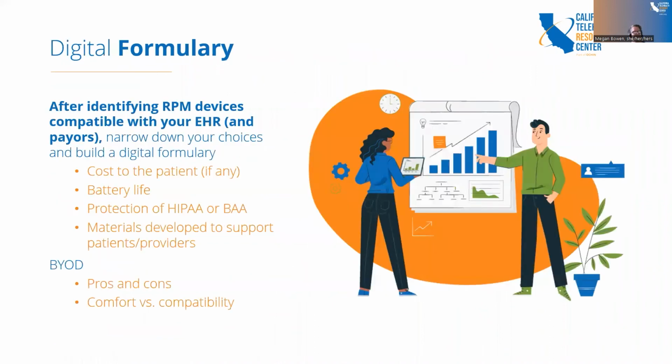Next slide. Let's talk about a digital formulary. So building your digital formulary. Once you have identified the RPM devices that are compatible with your EHR and meet the requirements of your payers, you may want to narrow your choices down further on the basis of additional cost to the patient, the ease of use, the battery life, the protection of a HIPAA BAA with the RPM vendor, or other criteria. Work with your EHR vendor to package your selections into a digital formulary that your EHR can potentially streamline for prescribing. Just like some of us have 340B pharmacies, think about a digital formulary.